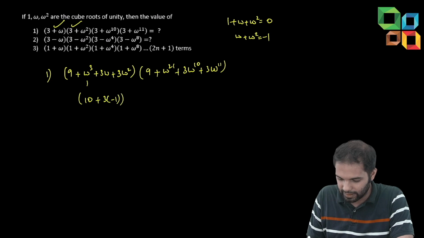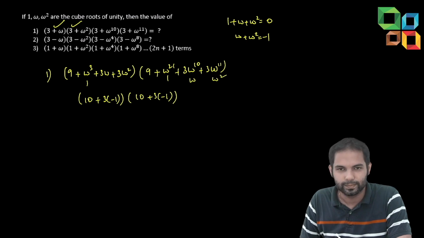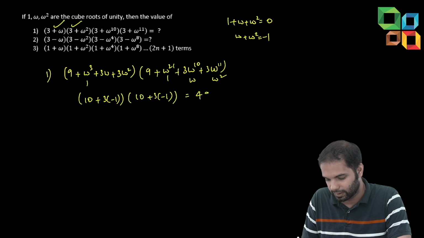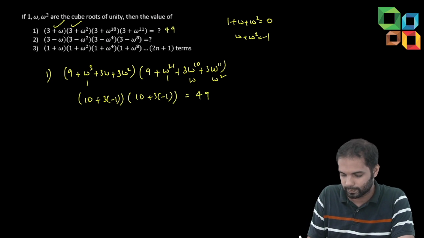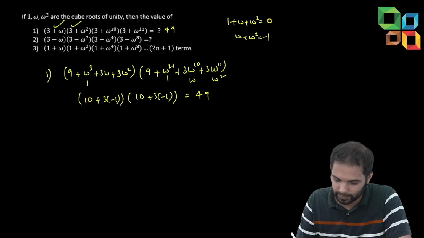Similarly, omega power 21 is 1. This is 3 into minus 1, because omega power 10 is omega, and this is omega square. Right. So what are we getting? 10 minus 3, 7. 10 minus 3 is 7. This is equal to 49. Yeah, all the complex numbers we multiply, and what we get is real.